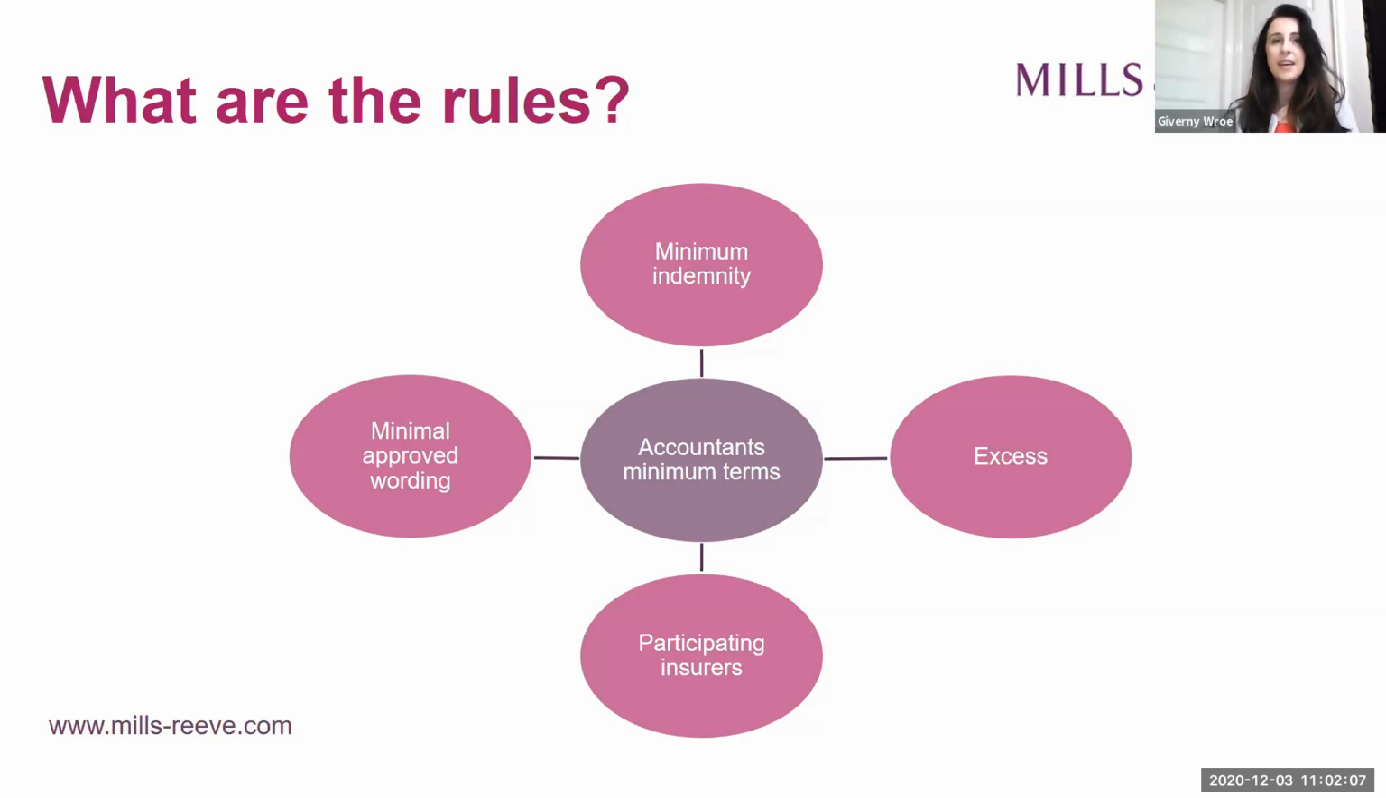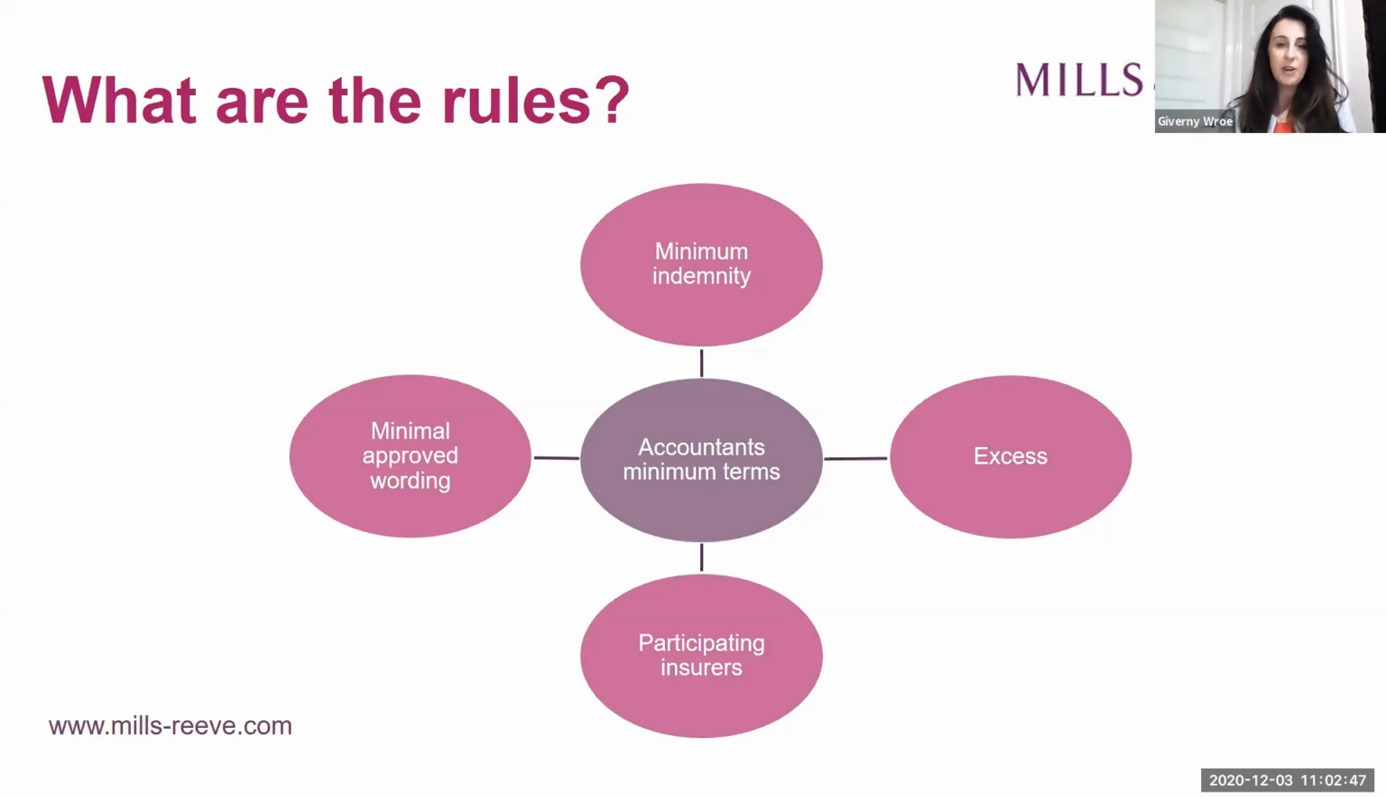So the accountants' minimum terms are prescribed minimum terms, which the Institute of Chartered Accountants in England and Wales, so the ICAEW, provide for its members. Just to be clear, in this talk, we're talking about the minimum terms and conditions for professional indemnity insurance for chartered accountants, so those accountants who are members of the ICAEW. So why do we have them? Well, essentially, it's the same reason why we have the minimum terms for lawyers. It's to protect the public. So these minimum terms and conditions are driven by public policy.